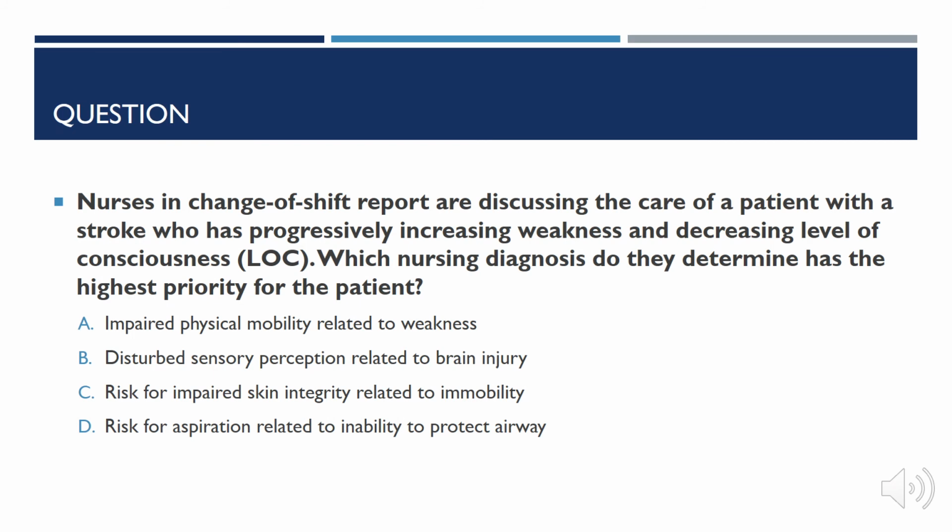Nurses in charge of shift report are discussing the care of a patient with a stroke who has progressively increasing weakness and decreasing level of consciousness. Which nursing diagnosis do they determine has the highest priority for this patient? Impaired physical mobility related to weakness, disturbed sensory perception related to brain injury, risk for impaired skin integrity related to immobility, or risk for aspiration related to inability to protect their airway. Remember, this is the one with the highest priority, so his airway is the most important. So he's at a high risk for aspiration related to the inability to protect his airway.